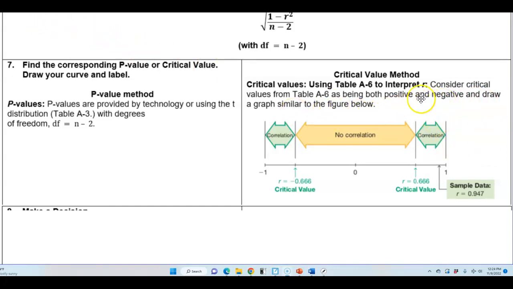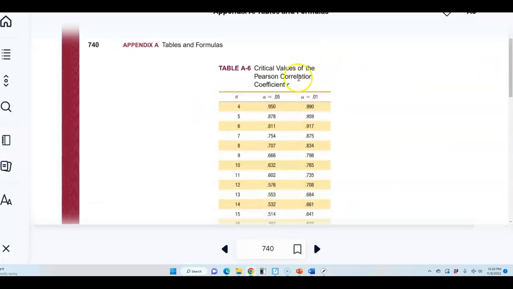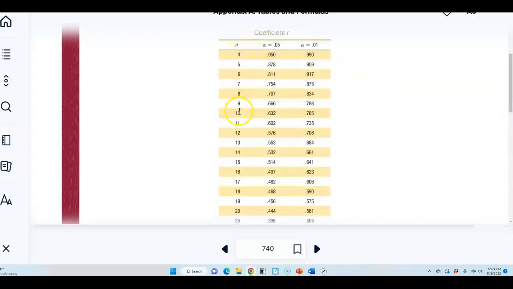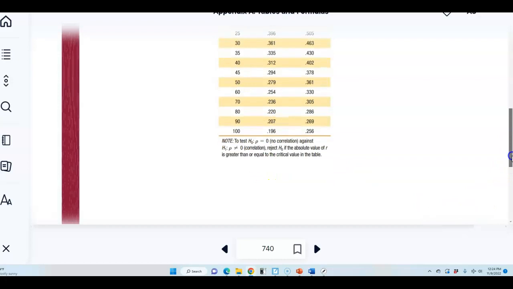So let's take a look at table A6 in the back of the book in Appendix 6. Here you're going to see table A6, titled Critical Values of the Pearson Correlation Coefficient r. Whatever your value of n is, if alpha is equal to 0.05, you choose that critical value. If alpha is equal to 0.01, then you choose that critical value. Again, this represents the test of the null hypothesis rho equal to 0, which is no correlation, against the alternative hypothesis where rho is not equal to 0, which is correlation. We'll discuss more about that.